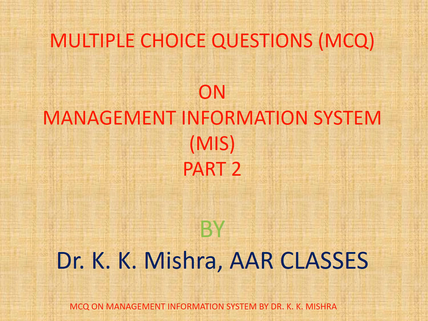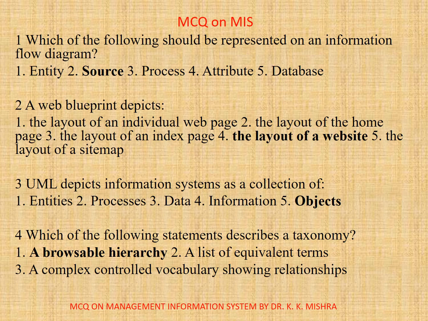Now come to the question. Question number 1. Which of the following should be represented on an information flow diagram? Options are 1. Entity, 2. Source, 3. Process, 4. Attribute, 5. Database. Correct option is 2. Source.